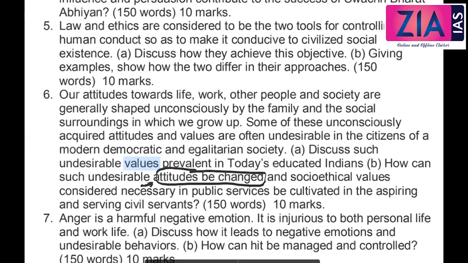How can you change attitude? I have told you about reward punishment theory. I've discussed Pavlovian conditioning theory. I've discussed persuasion, right? So the theories we have discussed, you need to incorporate based on the situation and the context. Socio-ethical values considered necessary in public service should be cultivated in the aspiring and serving civil servants.